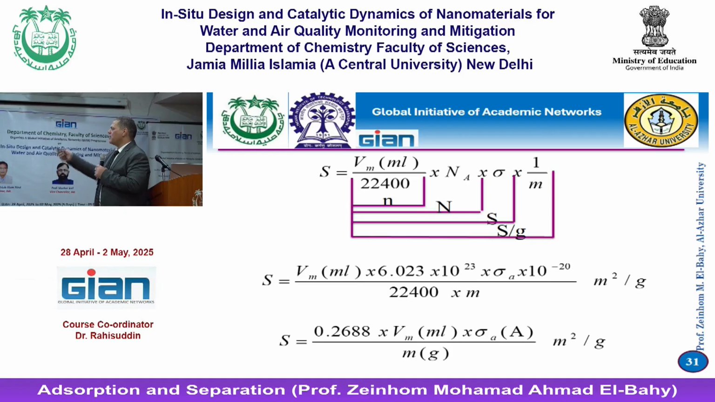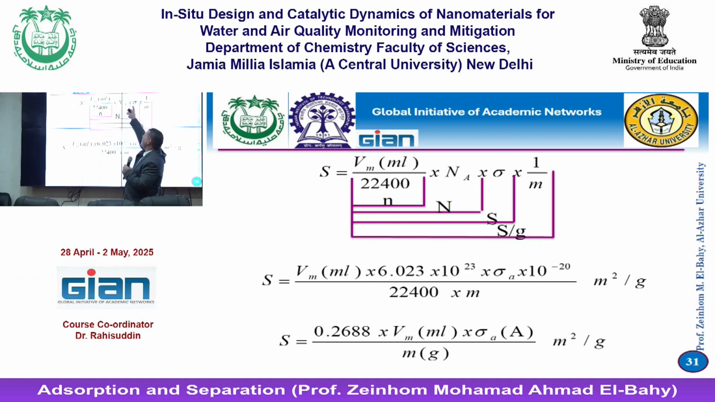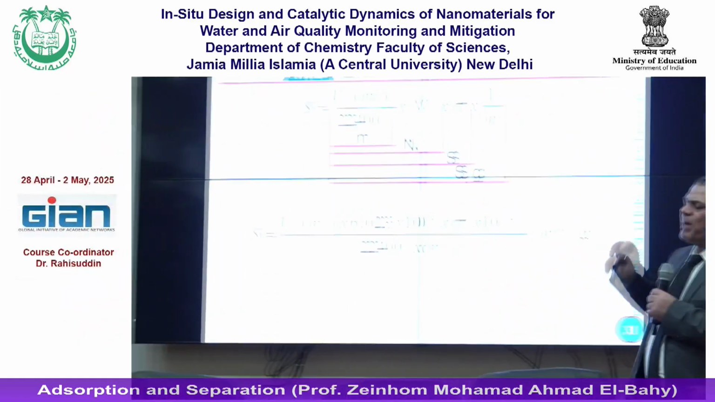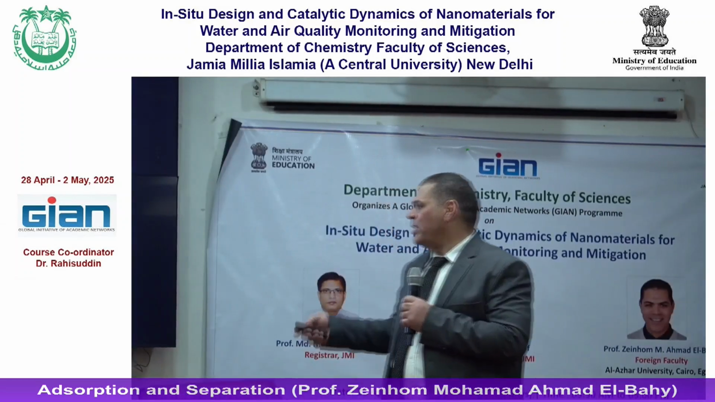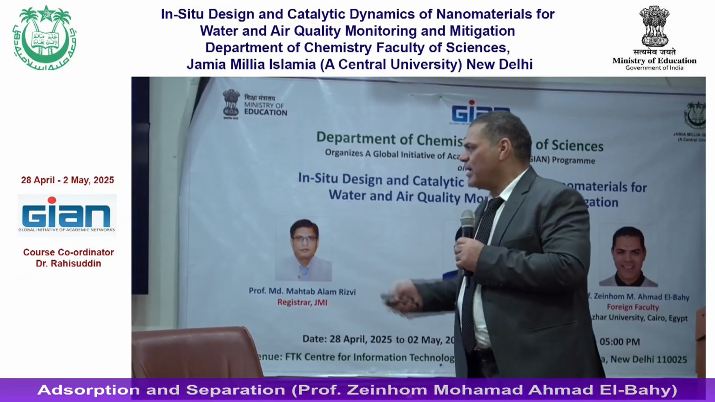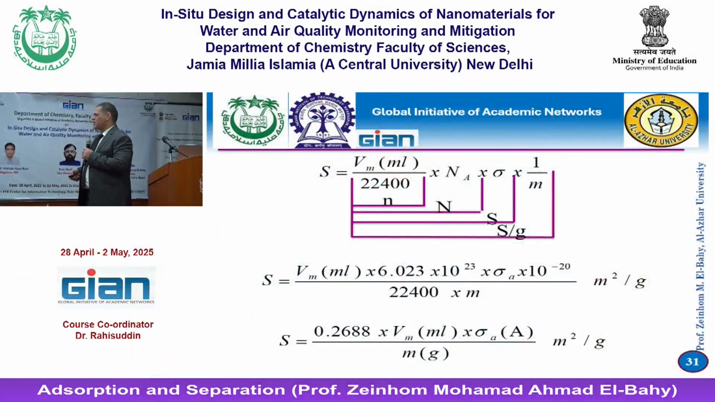And this is the equation. We can simply replace N by its value. And sigma for nitrogen is known as well. We can just add it, use this equation, and calculate the surface area of a substance. So from Langmuir, we can calculate the surface area by knowing Vm of the material.